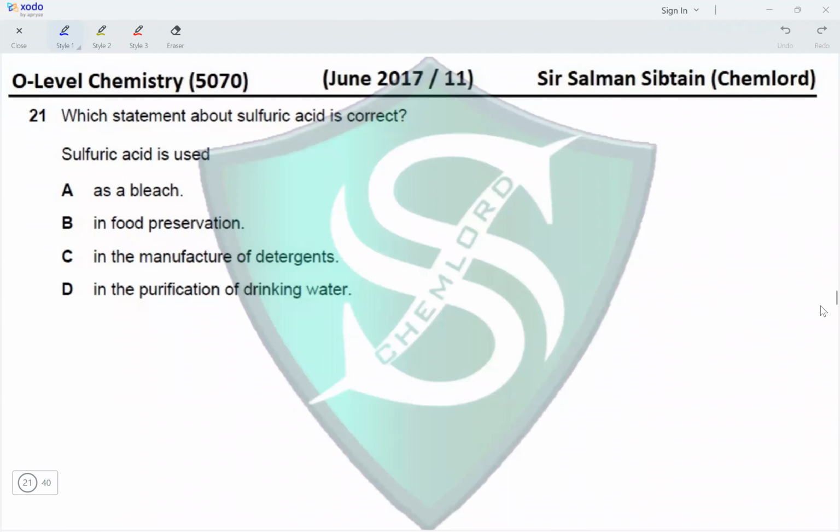Hi guys, this is O-Level Chemistry, paper 11, June 2017, question 21.